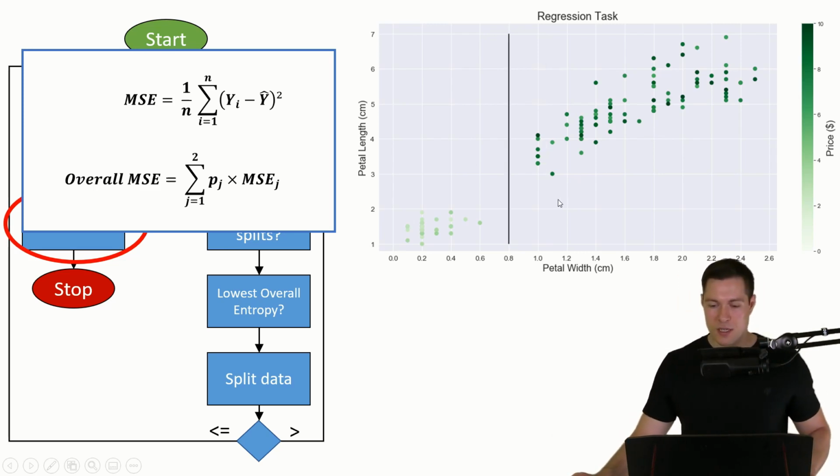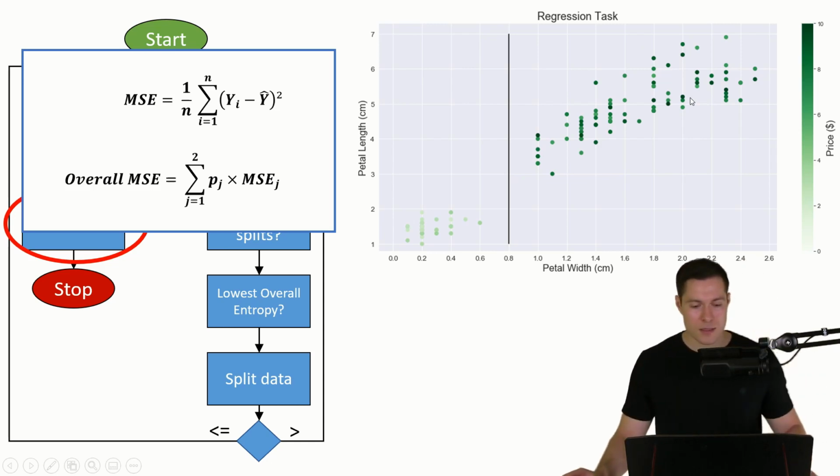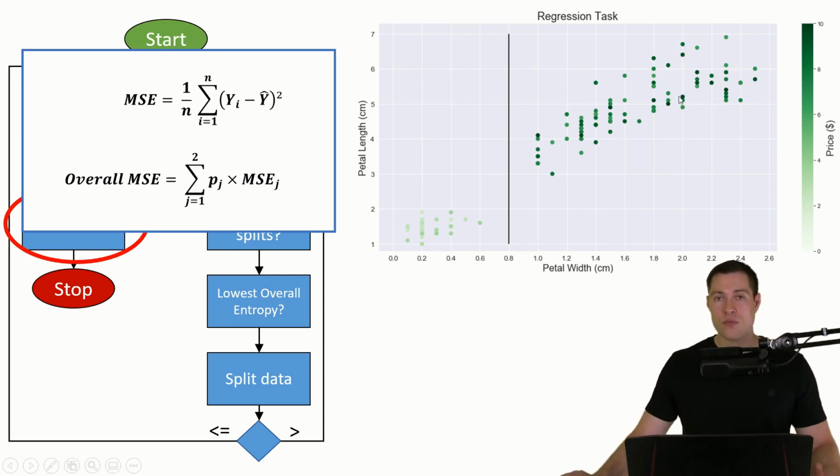So, as you can see, the mean squared error really tells us something about how similar the flowers are in such a split area. Namely, the lower it is, the more similar the flowers are to each other. And therefore, we should find that this split here is the one that results in the lowest overall mean squared error, because it separates those two groups of flowers.